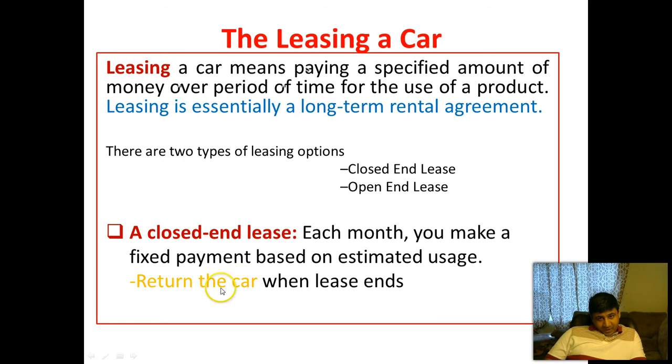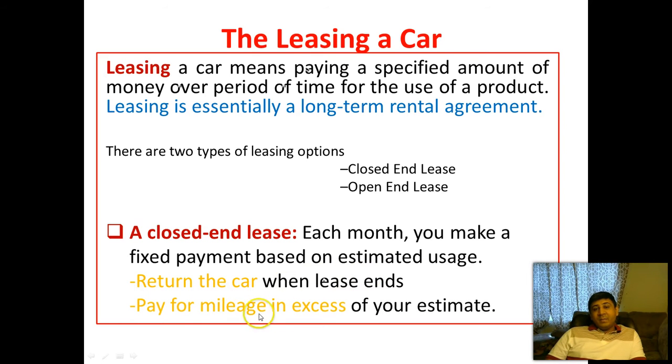And when the time is up, suppose you did it for 36 months, you will return the car when the lease ends. You will pay for mileage if you went above the mileage which you agreed upon. So you pay the mileage price for each mile of excess usage. This is called a closed-end lease, and it is more common in practice than the open-end lease.